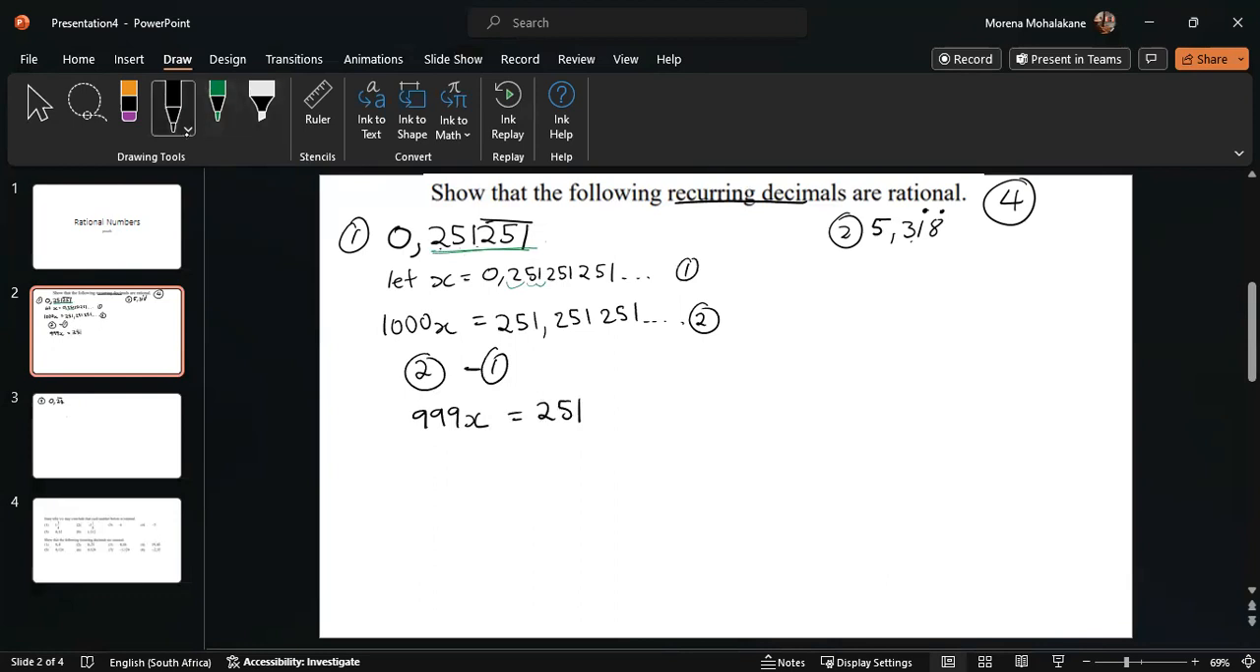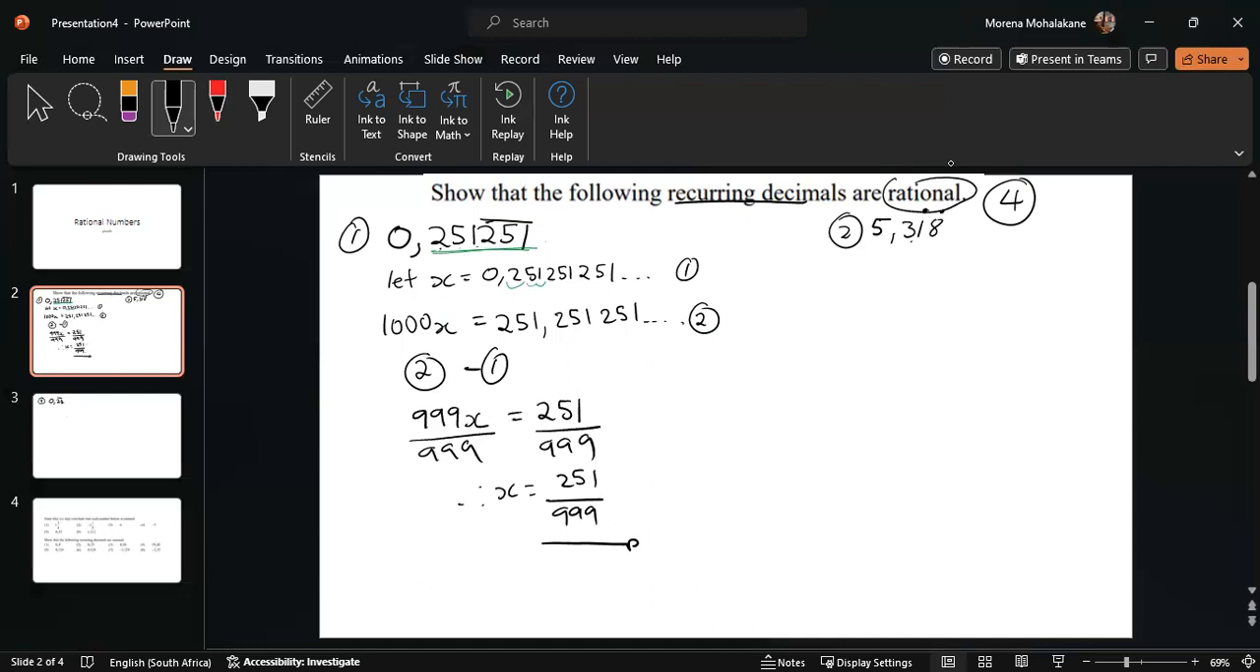If you check, this whole thing takes out this whole thing, because they are the same. Then I just divide by 999, so therefore my answer is 251 over 999. This shows that the decimal is rational because this is an integer and this is an integer.